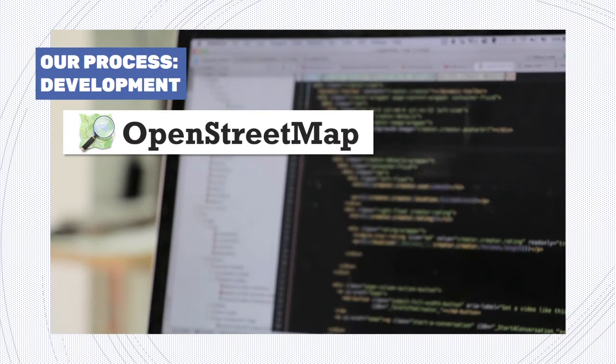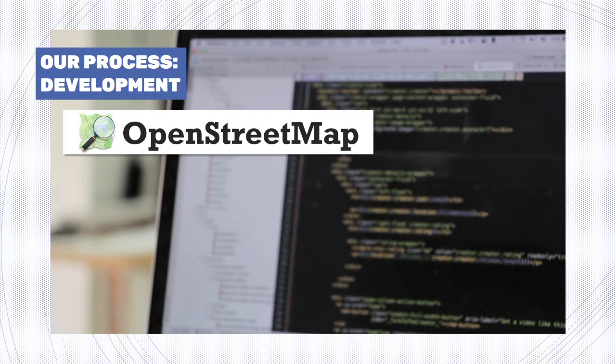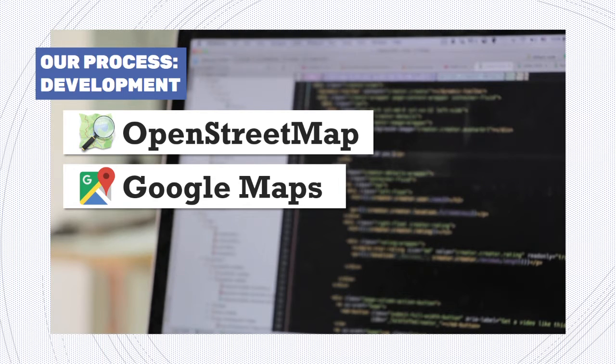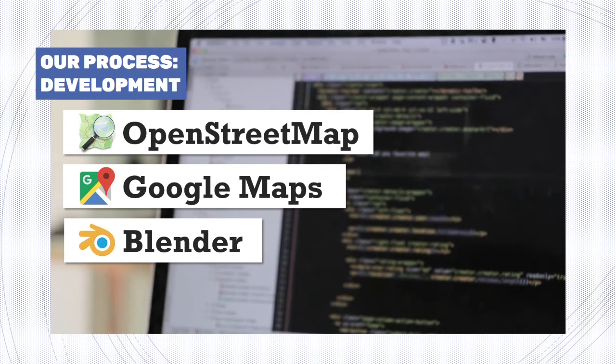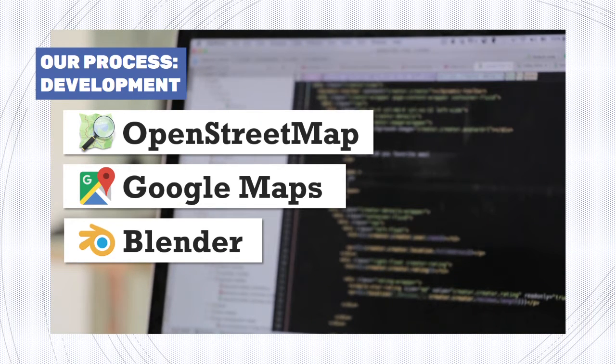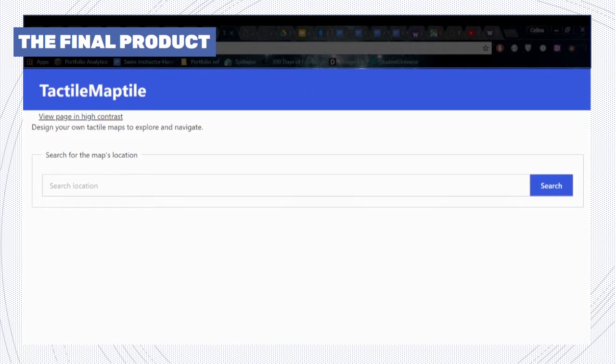Our product based on these mockups uses the OpenStreetMap API to provide information on features like bus stops, businesses, and parks. It uses the Google Maps API for geocoding so users can search for a location by name, and the Blender Python API to put the information together in a custom STL file. The final product is a bit different in layout but has the same user flow.